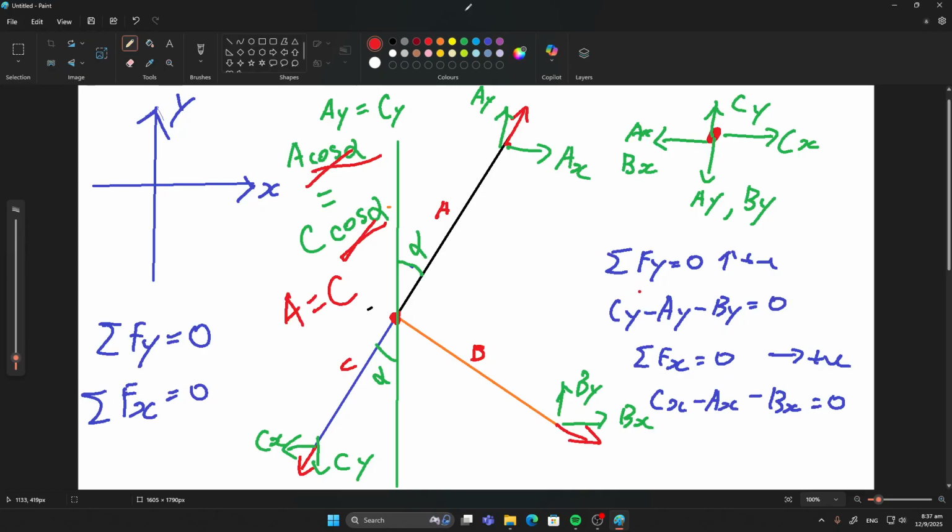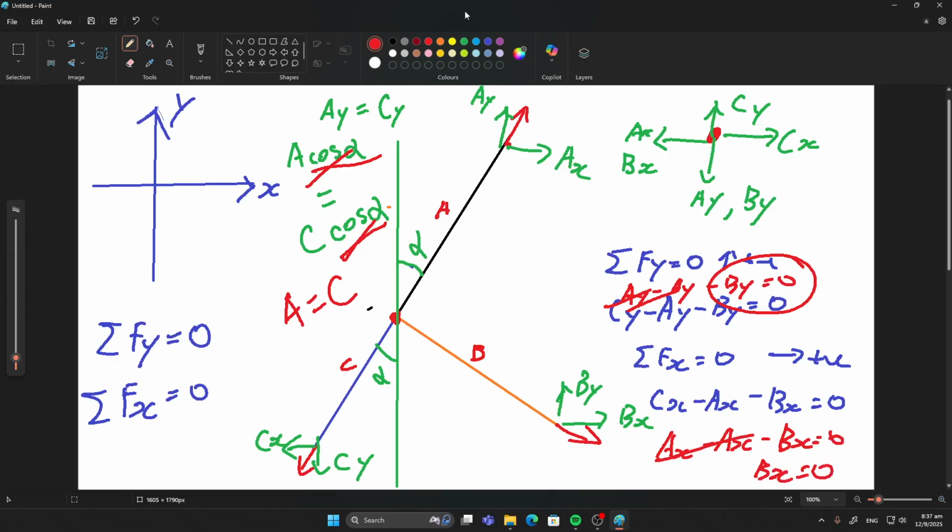Rewrite the equation. I'm just going to substitute it. So my C becomes A. So in this case, it's just Ay minus By equals 0. Cancel, cancel, By is equal to 0. Ax minus Bx equals 0. Cancel, Bx equals 0.